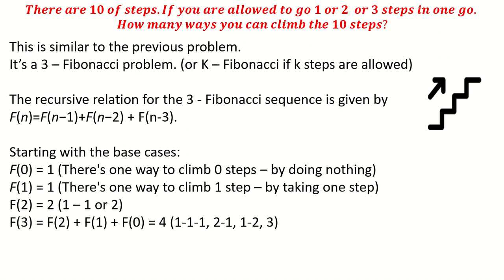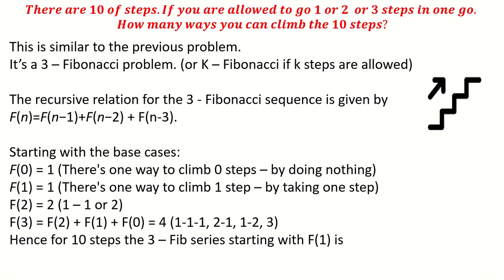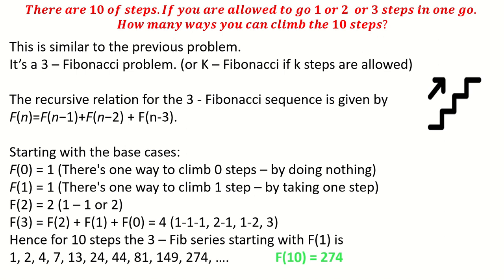Now with this you try to get the first 10 terms of the series, starting with f of 1. So 1 comma 2 comma 4 comma 7 comma 13 comma 24 comma 44, 81, 149, and 274. So the 10th one is f of 10 equal to 274. This is the answer. So you see the difference, right? You have 274 ways you can climb the steps, 10 steps that too. Hope you understand well. Next.